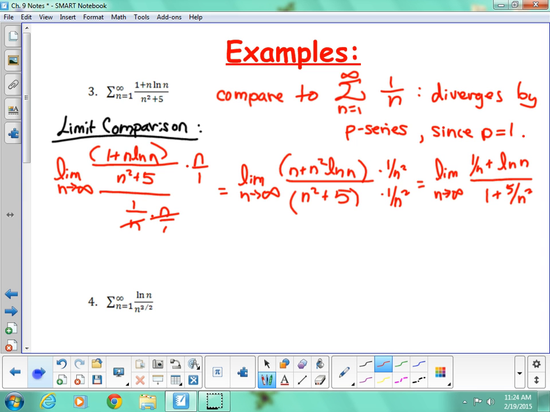Well, as n goes to infinity, that goes to 0, that goes to 0, and what does the limit go to? Limit goes to infinity, but wait, limit comparison test. What happens if I go to infinity?